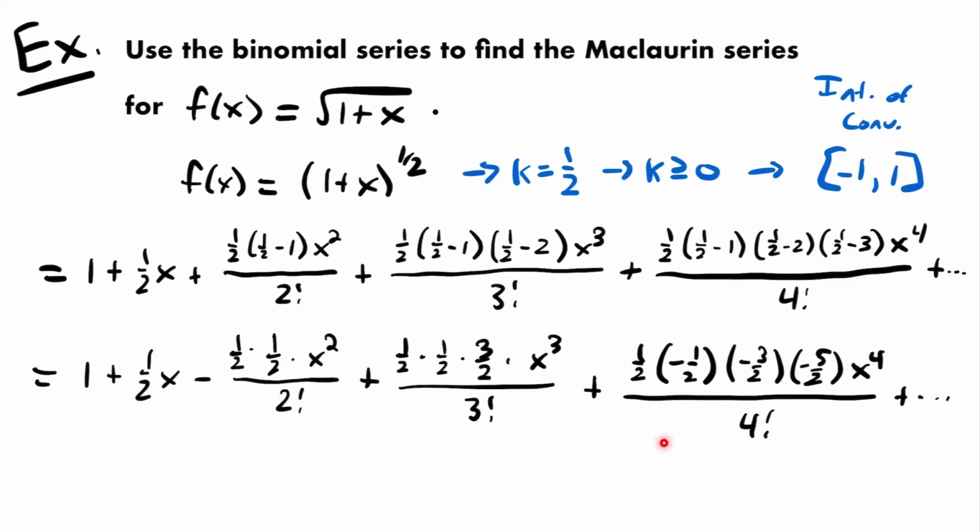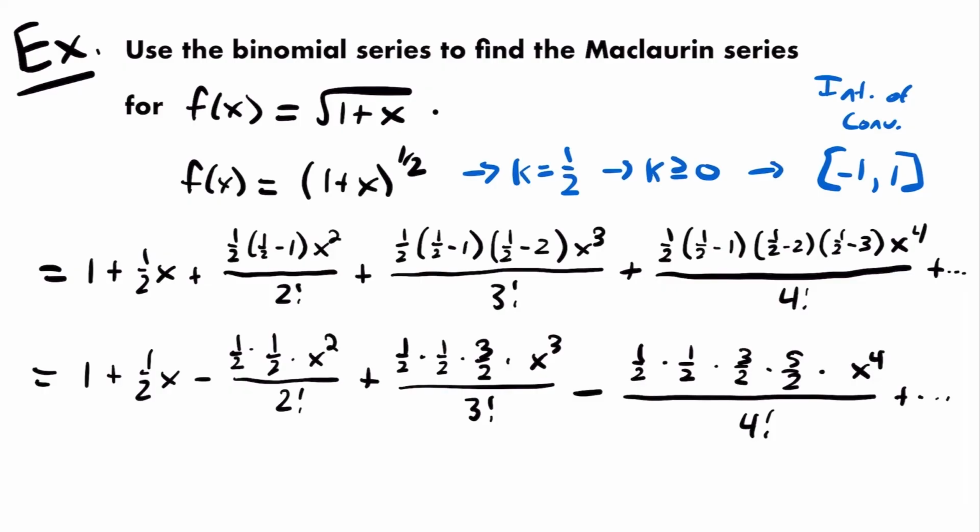All right. And then for this term, we have 1/2 times negative 1/2 times negative 3/2 times negative 5/2. We have three negative signs. So two of those are going to cancel out and be positive, and then that third one is going to make the whole term negative. So I'm going to erase this plus sign, make that term negative, and then rewrite all of these values to be positive. So we're going to have positive 1/2, positive 3/2, and positive 5/2. So 1/2 times 1/2 times 3/2 times 5/2 times x to the fourth power.